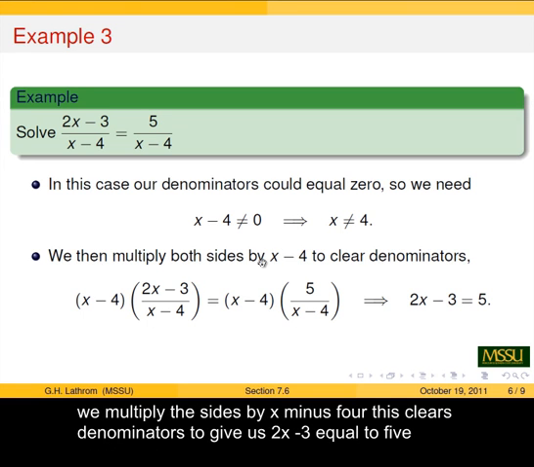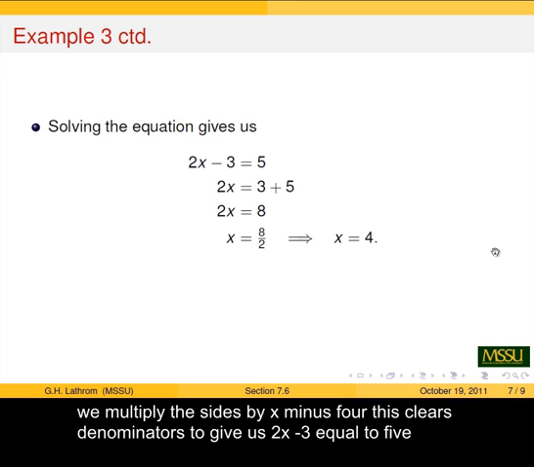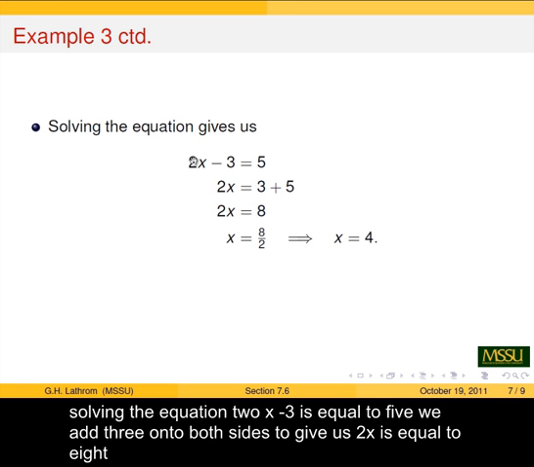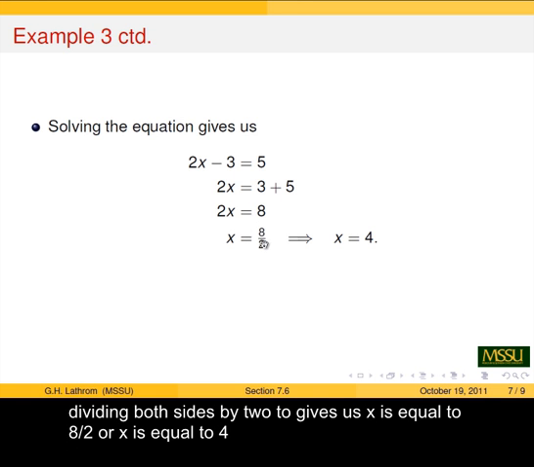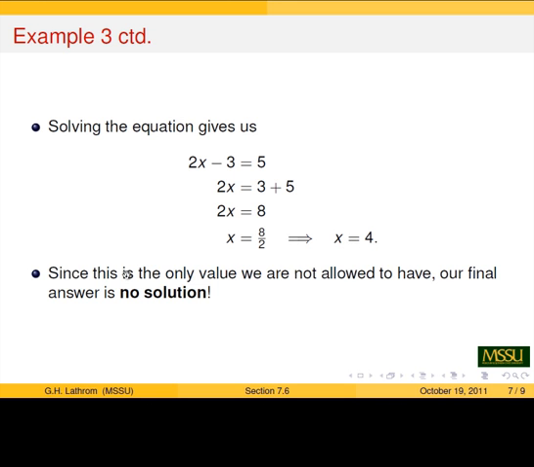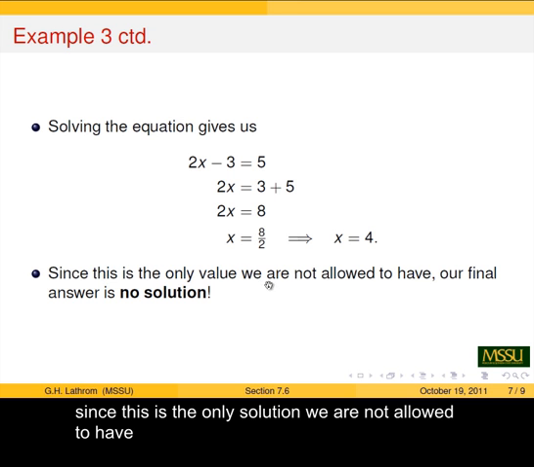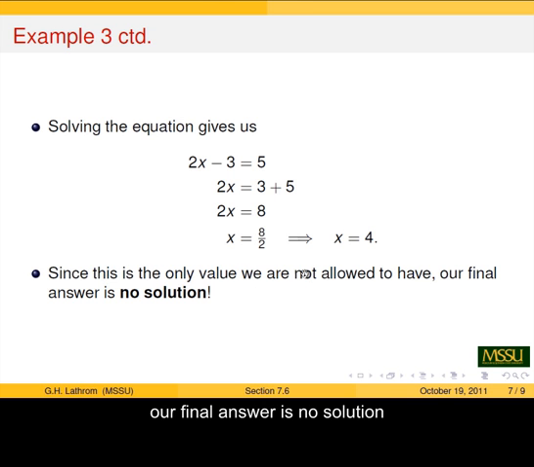When we multiply both sides by x minus 4, this clears denominators to give us 2x minus 3 equal to 5. Solving the equation 2x minus 3 is equal to 5, we add 3 onto both sides to give us 2x is equal to 8. We divide both sides by 2 to give us x is equal to 8 halves, or x is equal to 4. Since this is the only solution and we are not allowed to have it, our final answer is no solution.